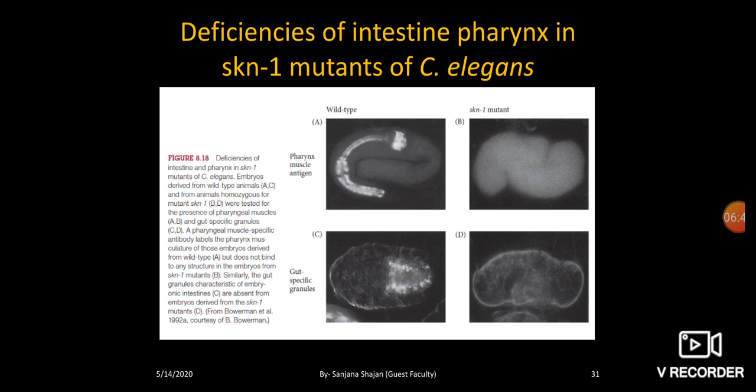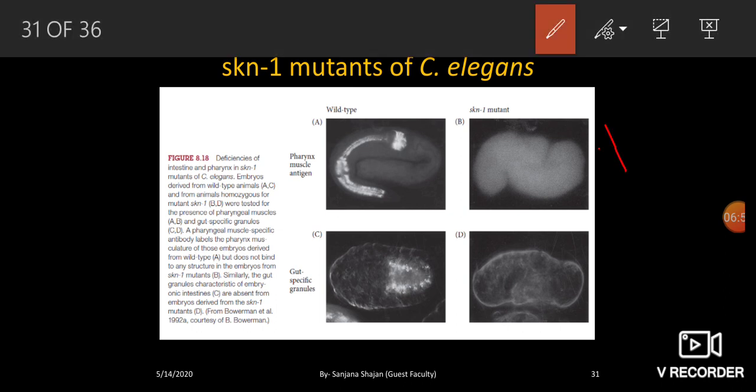There were two people involved in this experiment, Bowerman and his co-workers, in the years 1992 and 1993. They found maternal effect mutants which lack the pharyngeal cells, and they isolated a mutation, which is called the SKN1 gene. Here you can see in the picture a wild type as well as the mutant, where the embryos come from homozygous SKN1 gene deficient mothers.